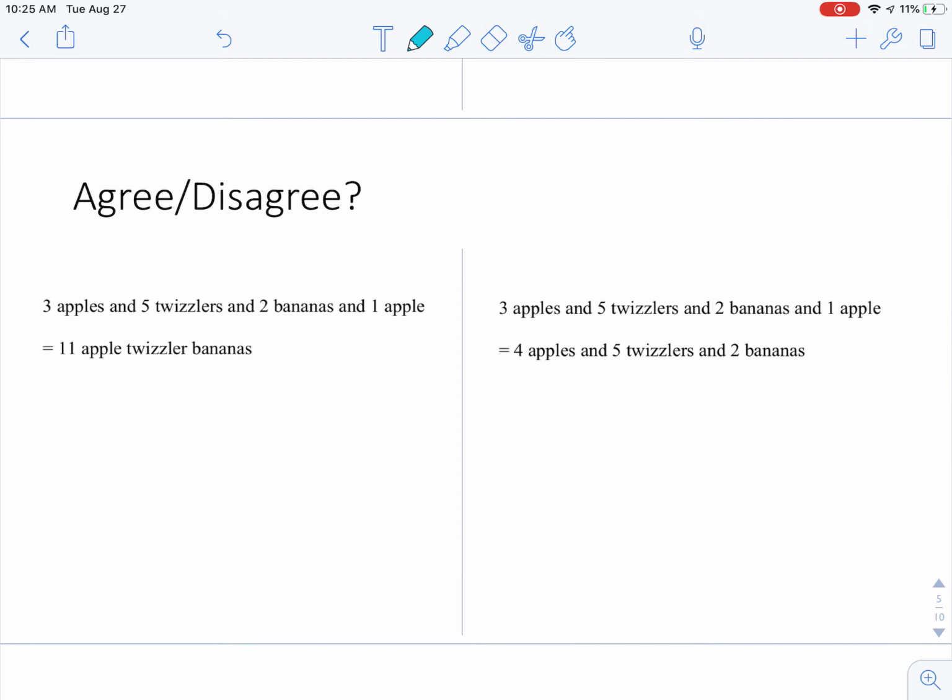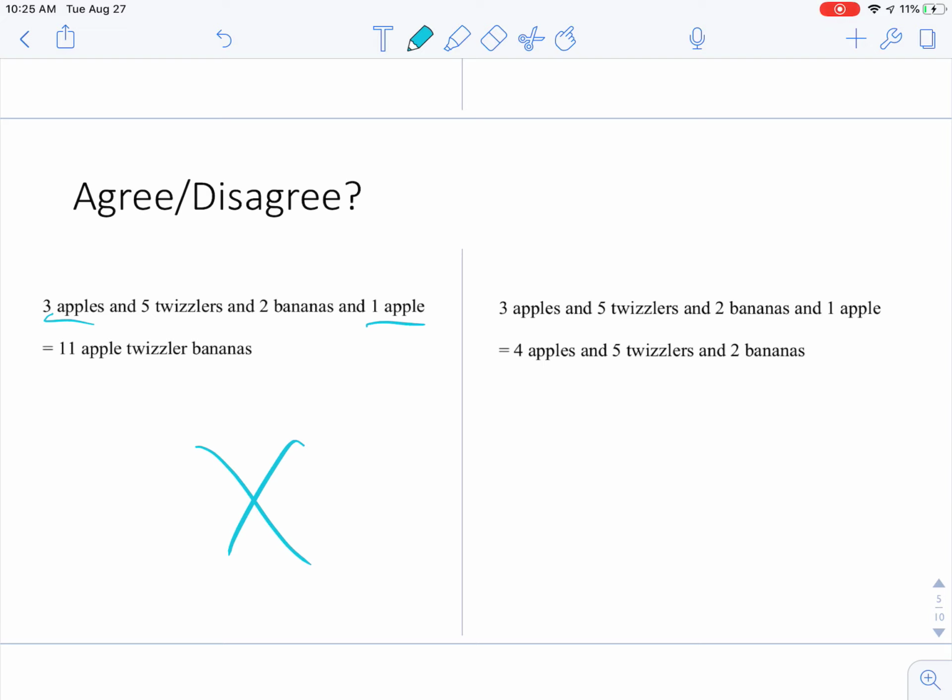Okay? Try the same thing with these 2 problems. Pause, take a guess. All right, so if I have 3 apples, 5 Twizzlers, 2 bananas, and 1 apple, well, I can say that I have 3 and 1 apples to make 4 apples. But I can't say I have 3 plus 5 plus 2, that's 10 plus 1, 11. I can't say I have 11 apple Twizzler bananas. Combining apples, Twizzlers, bananas doesn't make new variables, okay? So we can't combine things that aren't exactly alike. So this is a disagree.